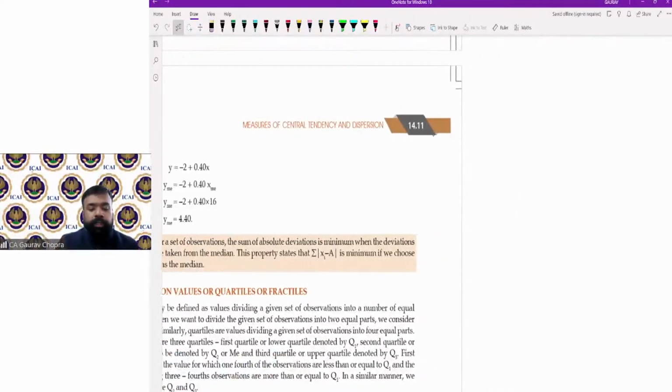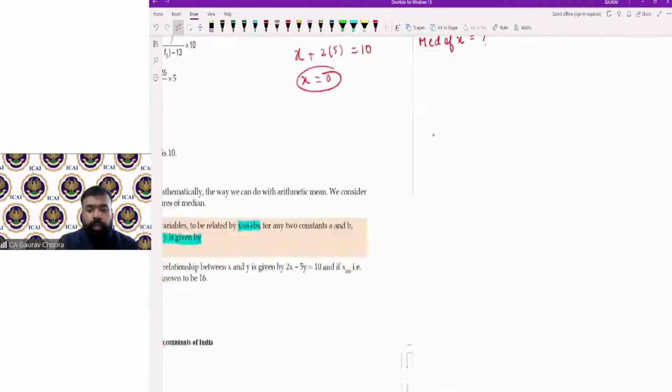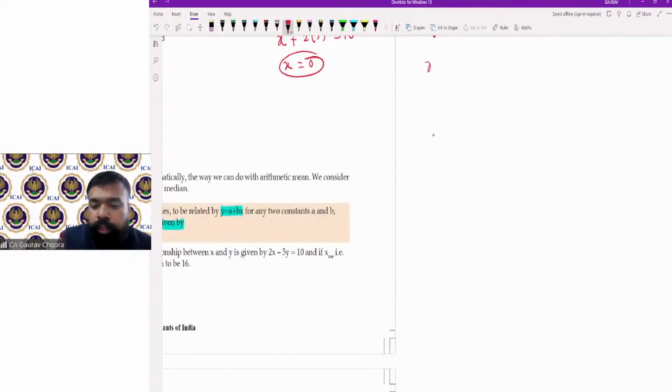Second property is, for that we have to take one example: 2, 4, 6, 8 and 20. This is an arranged series and you have to find out the median. So 5 observations are there. So rank will be (5 plus 1) upon 2, third rank. So third rank is 6. So median is equal to 6.